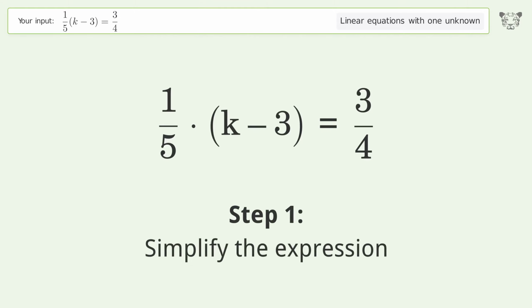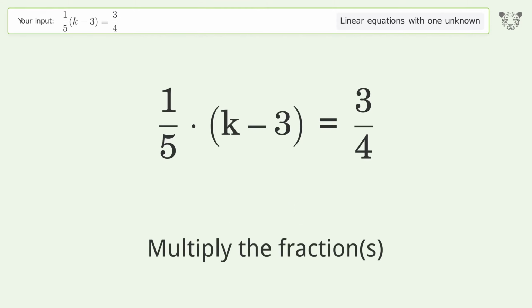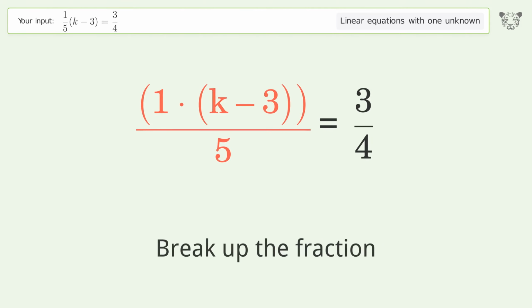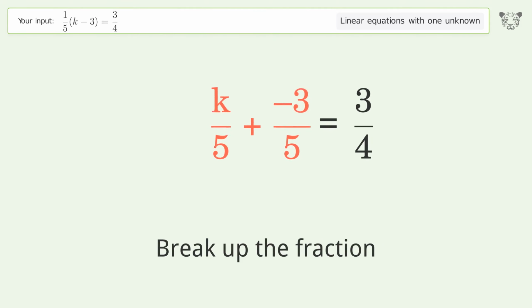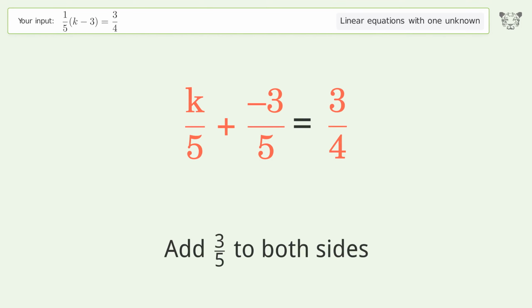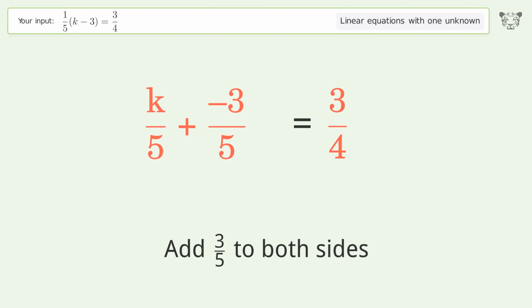Simplify the expression. Multiply the fractions. Break up the fraction. Group all constants on the right side of the equation. Add 3/5 to both sides.